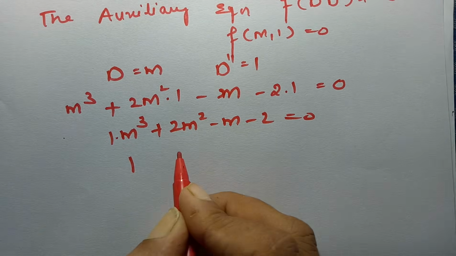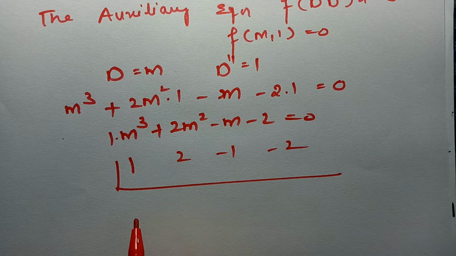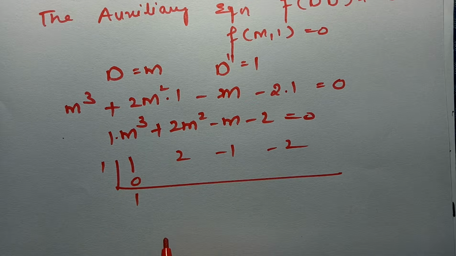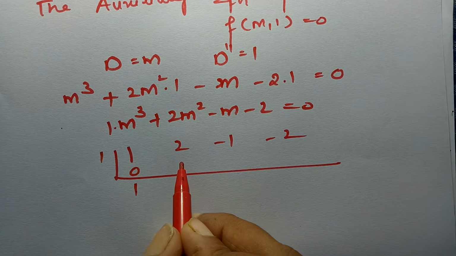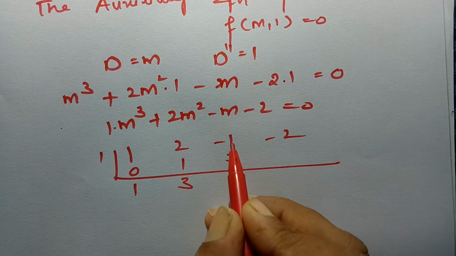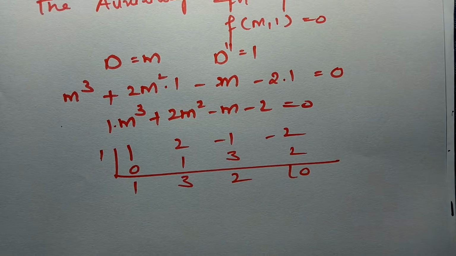The coefficients are 1, 2, minus 1, minus 2. Now I have to check these roots. If I check with 1, 1 into 1 is 1, it will be 3. 3 ones are 3, and 3 minus 1 is 2. 1 twos are 2, and this is 0.